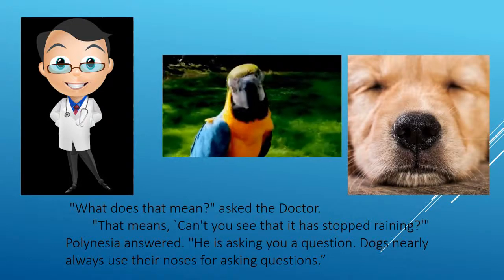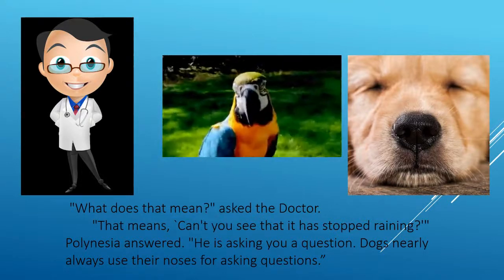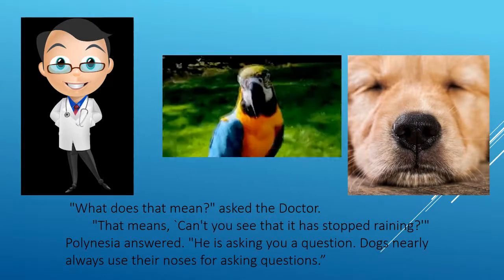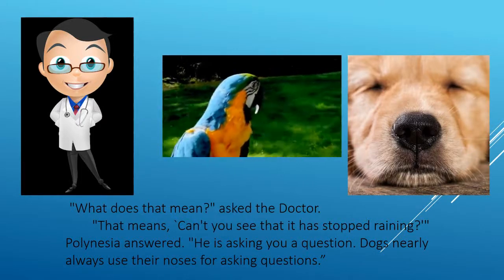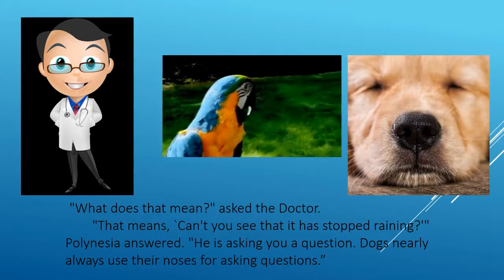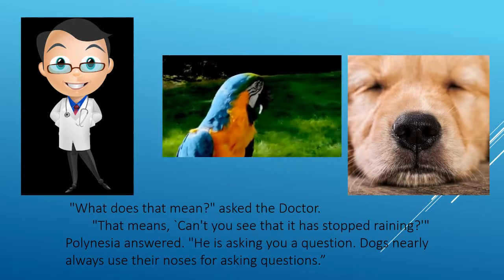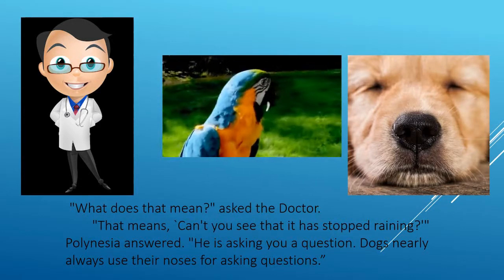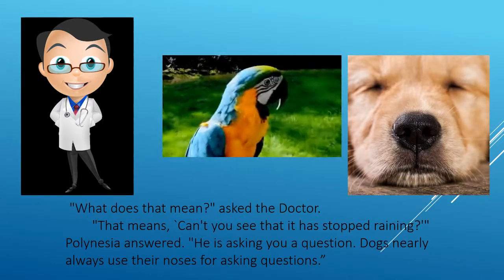Now, students, the doctor is asking, what does that mean? Polynesia answered, that means, can't you see that it has stopped raining outside? Dog Jeep is asking you a question. Students, in the third picture, you can see the nose of the dog. So Polynesia is telling us dogs nearly always ask questions with their noses.